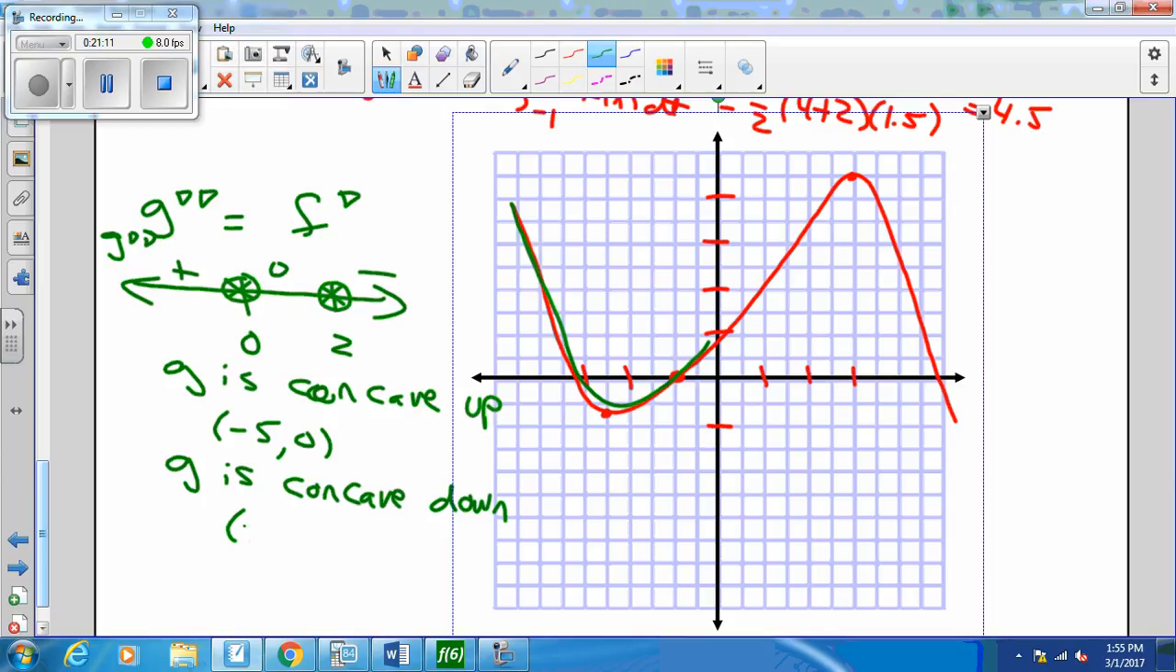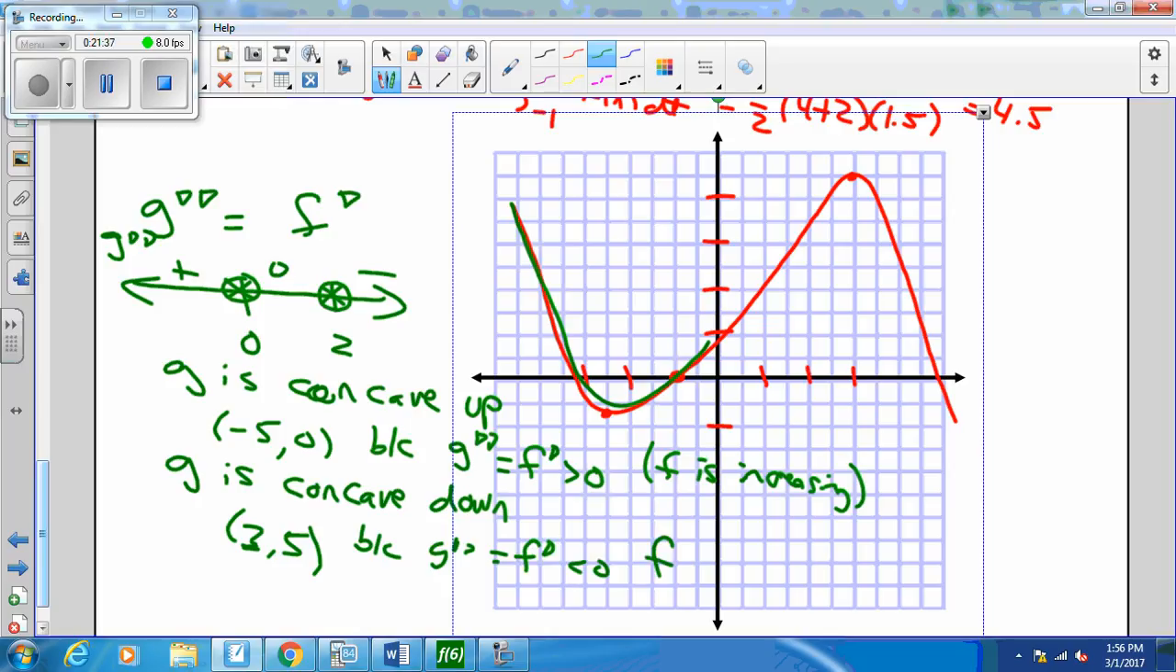Also, G is concave down from 2 to 5. Oh, I forgot to put my because. Because G double prime, which is equal to F prime, is positive. Or another way to put it is because F is increasing. And concave down from 2 to 5 because G double prime, which is equal to F prime, is negative, or F is decreasing. And I should be able to check over here that my graph is concave down from 2 through 5. Now what happens between there?